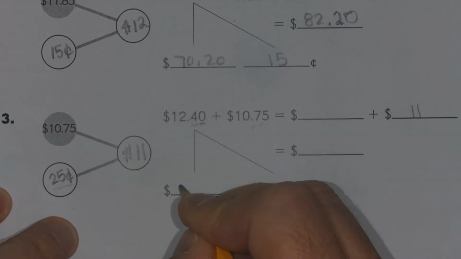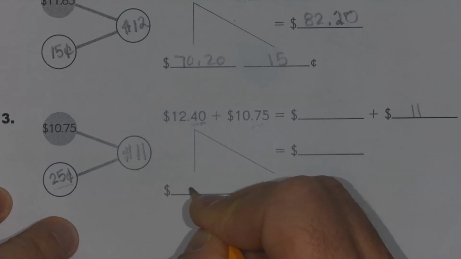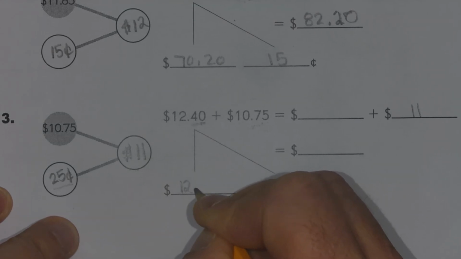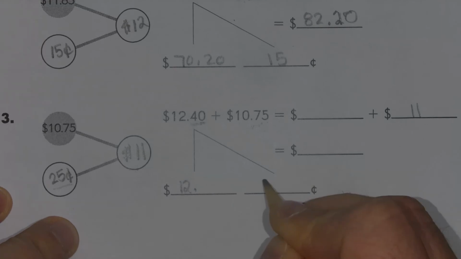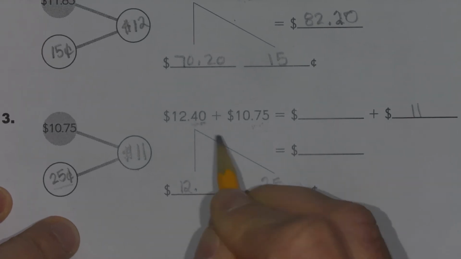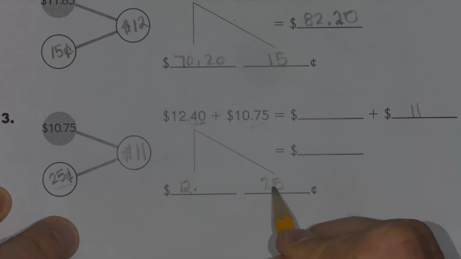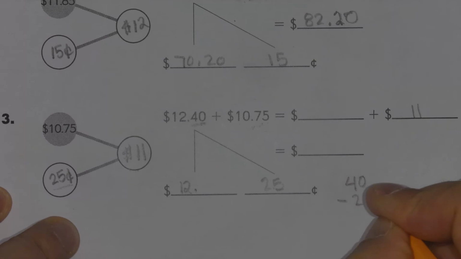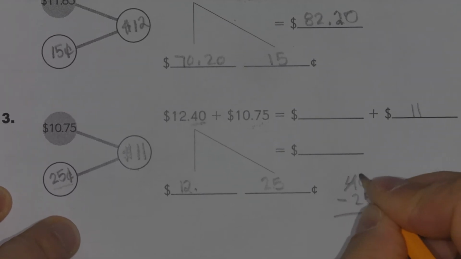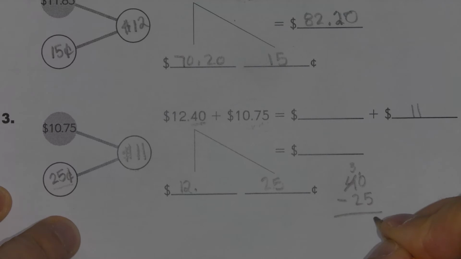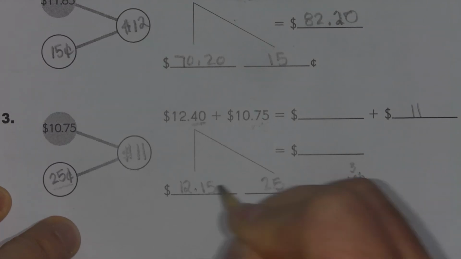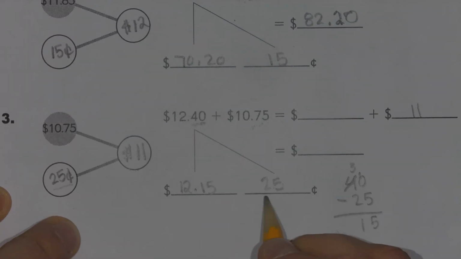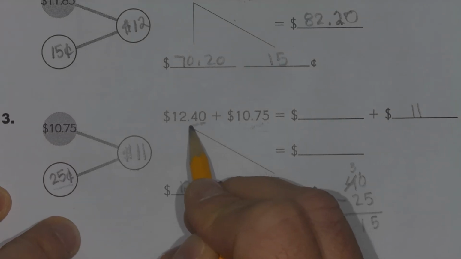So I know this is going to be $12 and something, and I know this is going to be 25 cents. So now I have to figure out what's 40 minus 25. And just to show you, I'll do it over here. 40 minus 25, if I regroup, and 10 minus 5 is 5, and 3 minus 2 is 1. And I have $12.15 and 25 cents. And these two together give me this $12.40, okay?